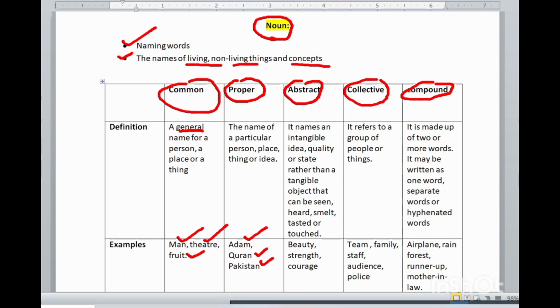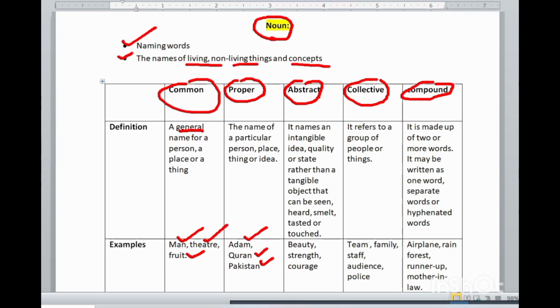Now we are discussing abstract noun. It names an intangible idea, quality, or state rather than a tangible object that can be seen, heard, smelled, tasted, or touched. The things that can be touched, tasted, smelled, heard, or seen are not abstract nouns. The thing that can be felt, not touched, is called an abstract noun.